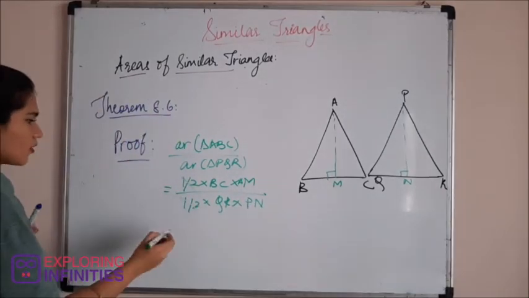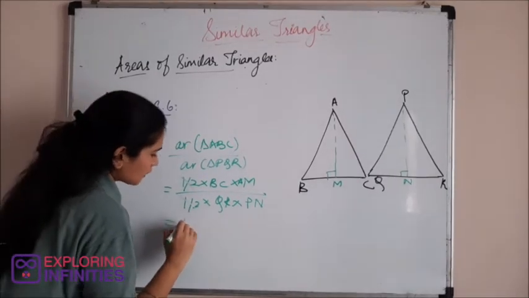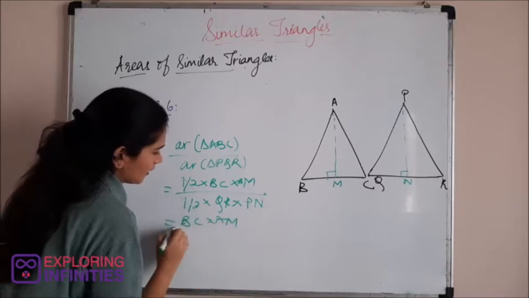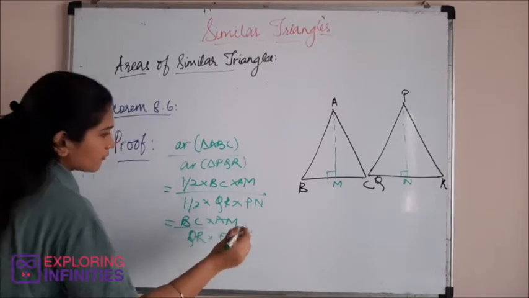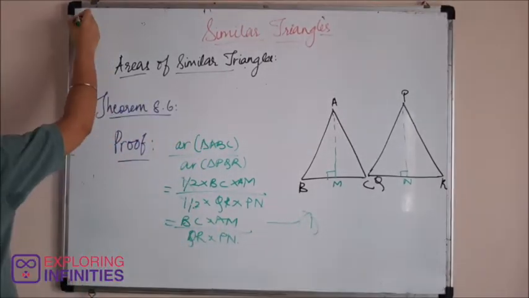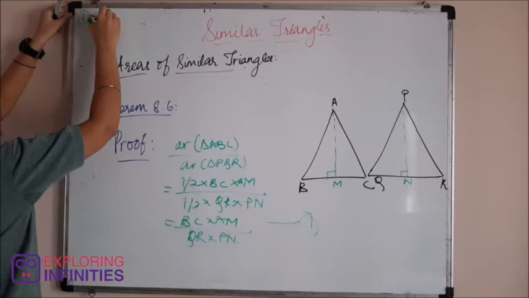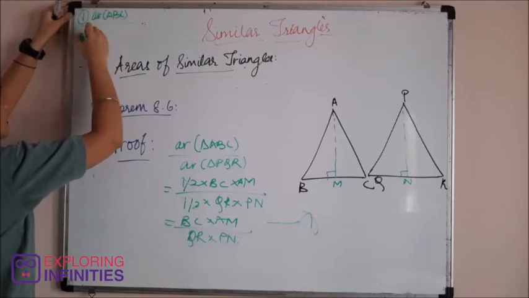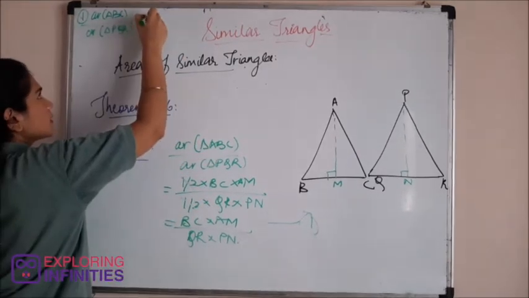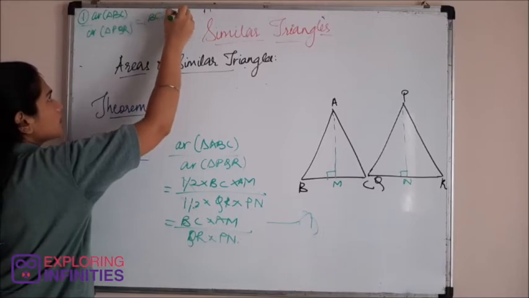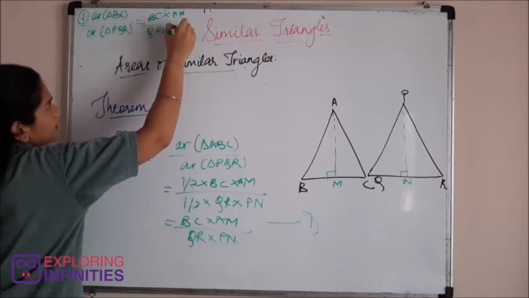Right, here we'll cancel the common terms. So we can find that the ratio of the areas of these two triangles is what? BC into AM divided by QR into PN. So we'll mark this point 1 and I will write the observation here. So the ratio of areas of these two triangles, area of ABC divided by area of triangle PQR, is equal to what? BC into AM divided by QR into PN.